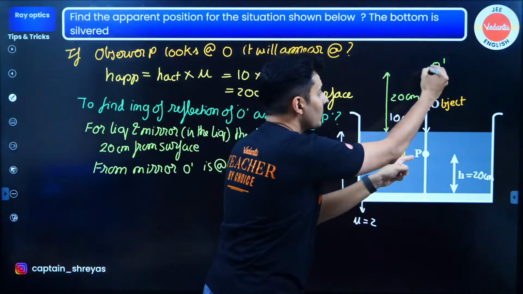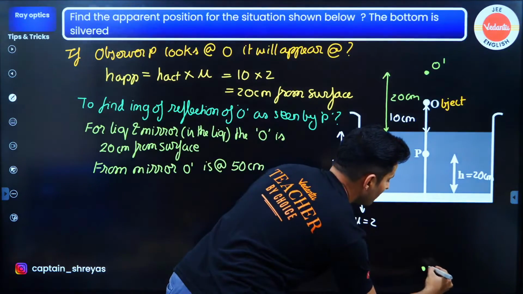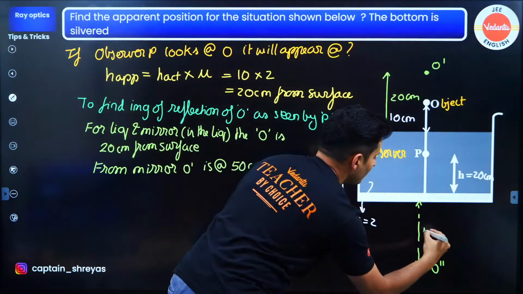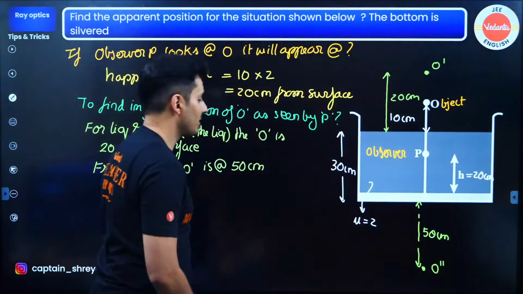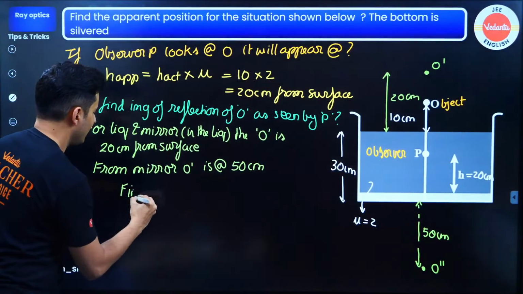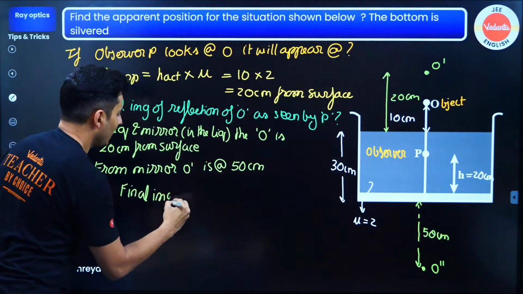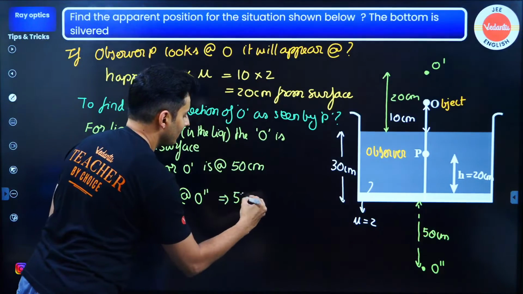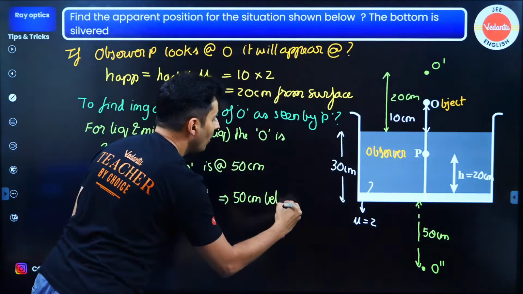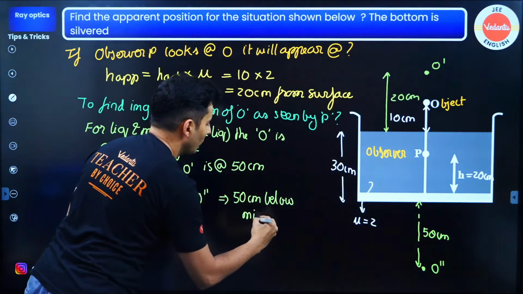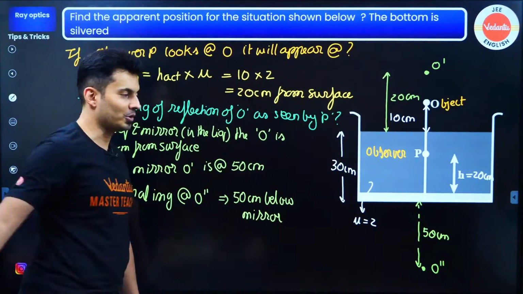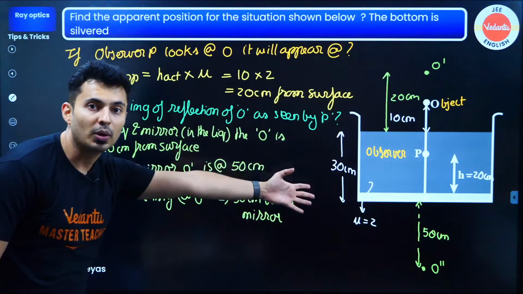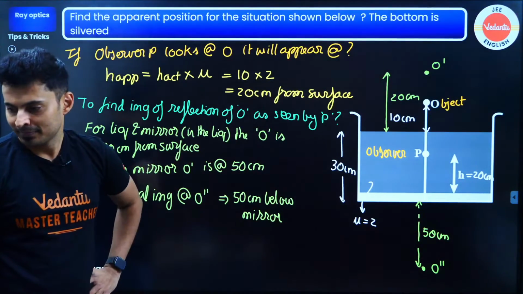So you will see this O prime's image will be formed over here, O double prime, directly over here. This will be 50 centimeters. So the final image will be at O double prime, which is basically at 50 centimeters below the mirror. This is how you're going to solve the question. It's a beautiful, beautiful question. I hope you guys enjoyed solving this question as well.